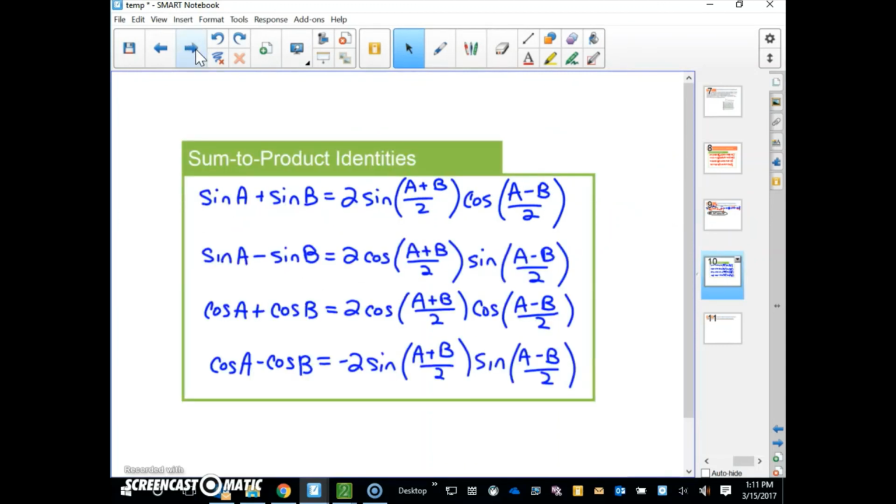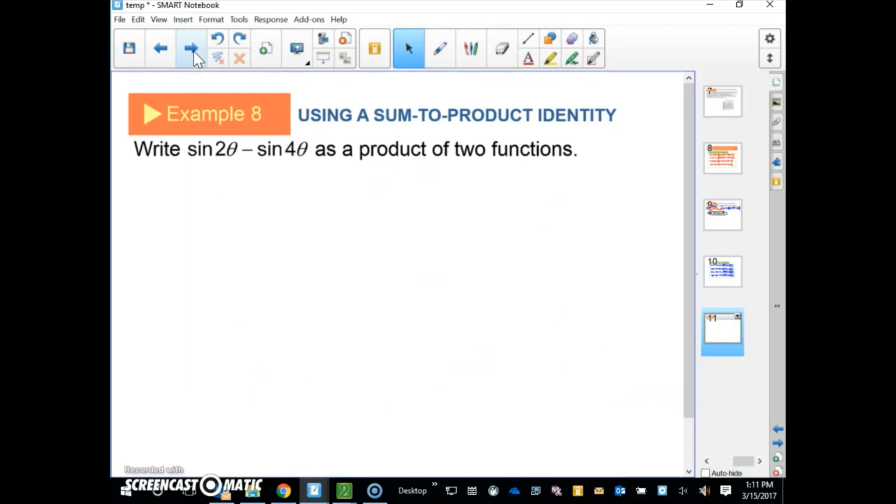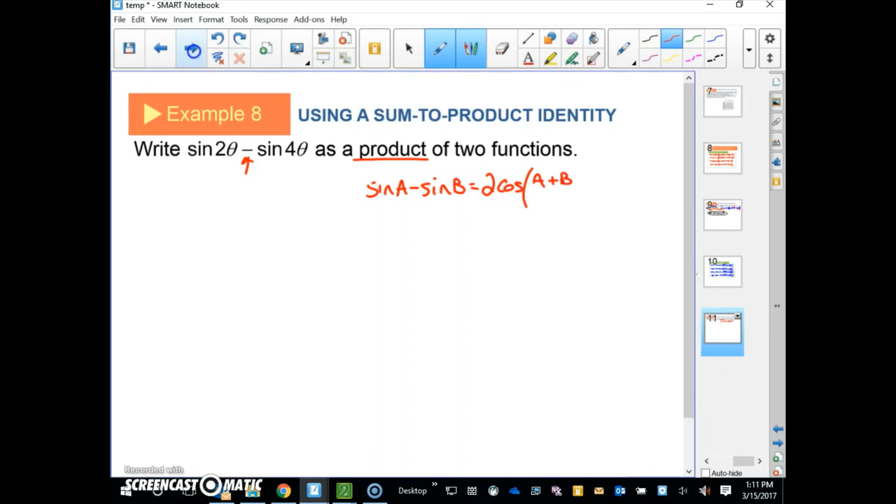This is in more identities. And example 8, we're doing sine 2 theta minus sine 4 theta. We're trying to write it as a product. And so you notice it's going from a difference to a product. And so you should look for the sum-to-product identities. So find one that says sine minus sine. You see the one that says sine minus sine? Sine A minus sine B equals 2 cosine A plus B over 2 times sine A minus B over 2.